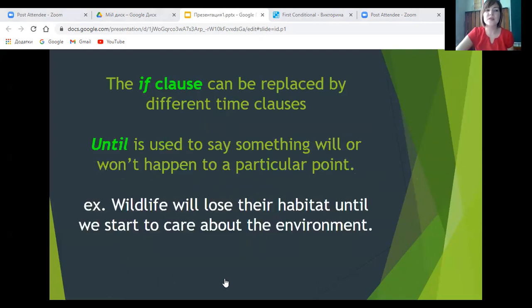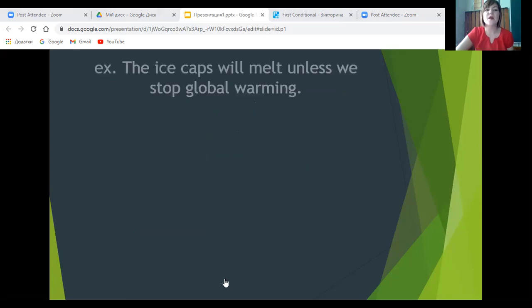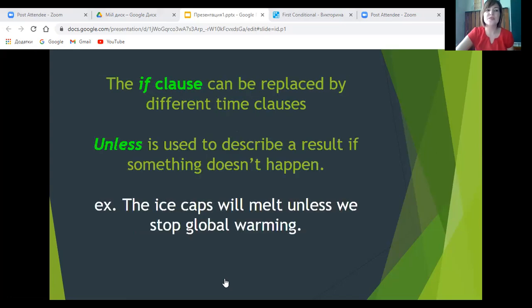Or it may be until clause that is used to say something will or won't happen to a particular point. For example, wildlife will lose their habitat until we start to care about the environment. Or it may be unless clause that is used to describe a result if something doesn't happen. For example, the ice caps will melt unless we stop global warming.